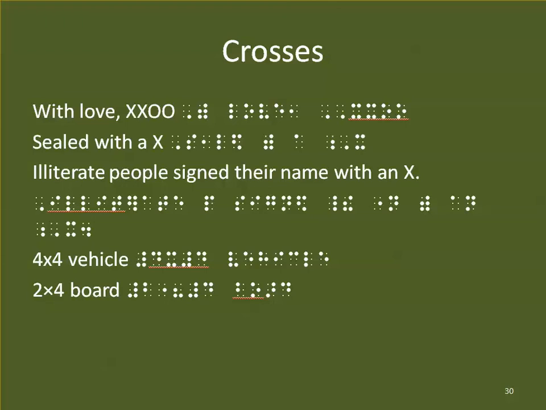The next example, though, that's using a multiplication cross. If it was just using an X, we would braille an X. But in this example, it's using a multiplication cross, a 2x4 board. So that's exactly what we braille when we transcribe.